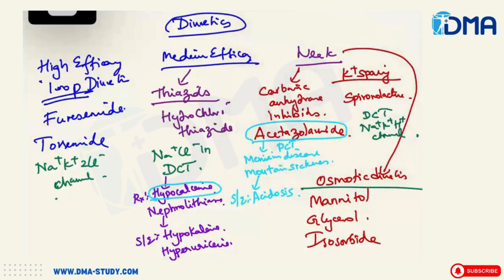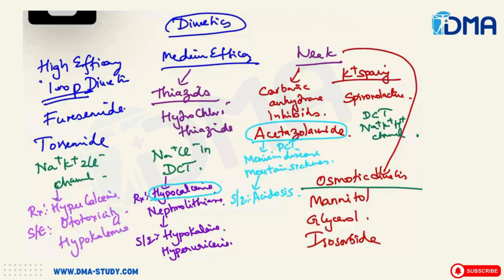Then loop diuretics are used in the treatment of hypercalcemia. They help to wash out the calcium from the body. The problem with loop diuretics is the side effects, that is ototoxicity and hypokalemia.